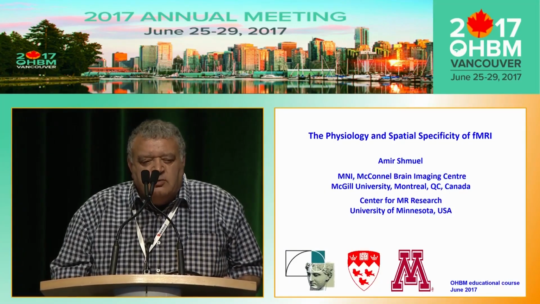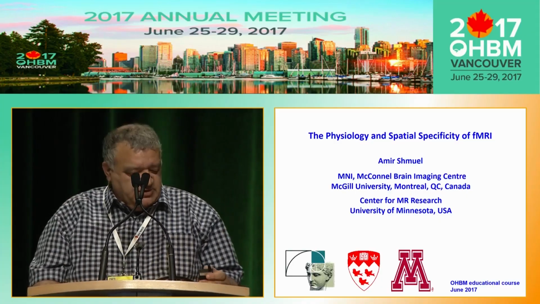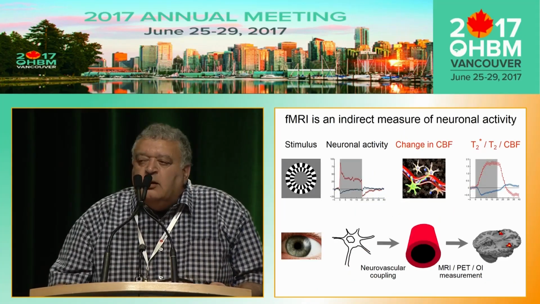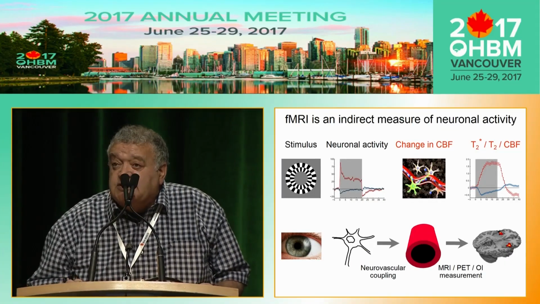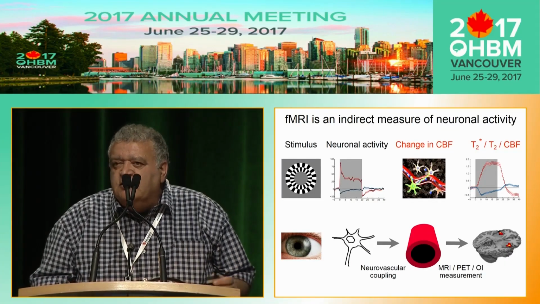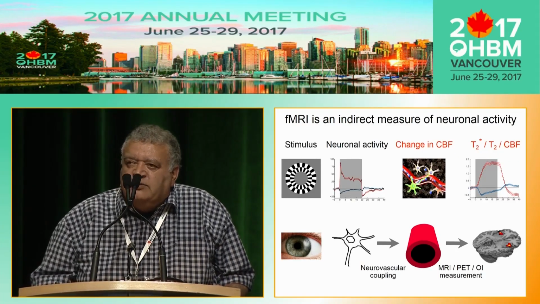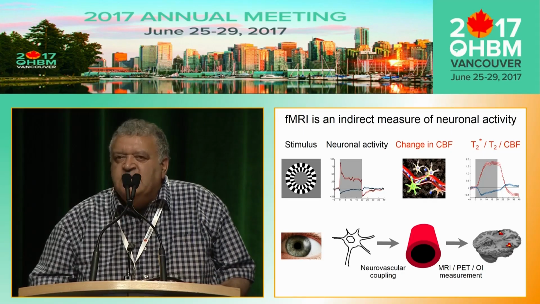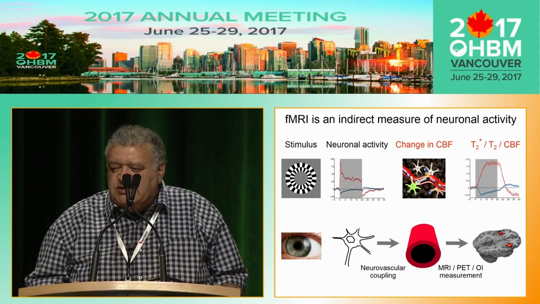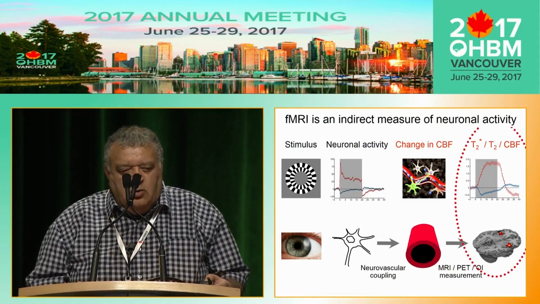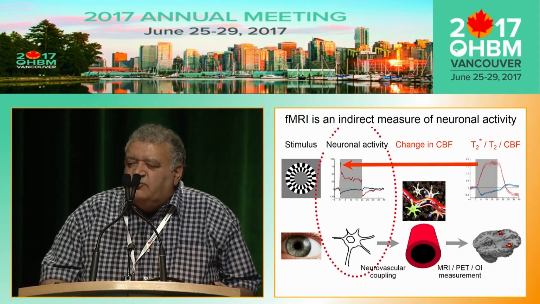Good morning, everybody. I'll be talking about the physiology and spatial specificity of functional MRI. When we introduce a subject into the magnet, present sensory stimuli or motor tasks, we measure T2 star or T2 or cerebral blood flow signals. In between, there are changes in neuronal activity and changes in the vasculature. Although we measure functional MRI, most of us are really interested in changes in neuronal activity.